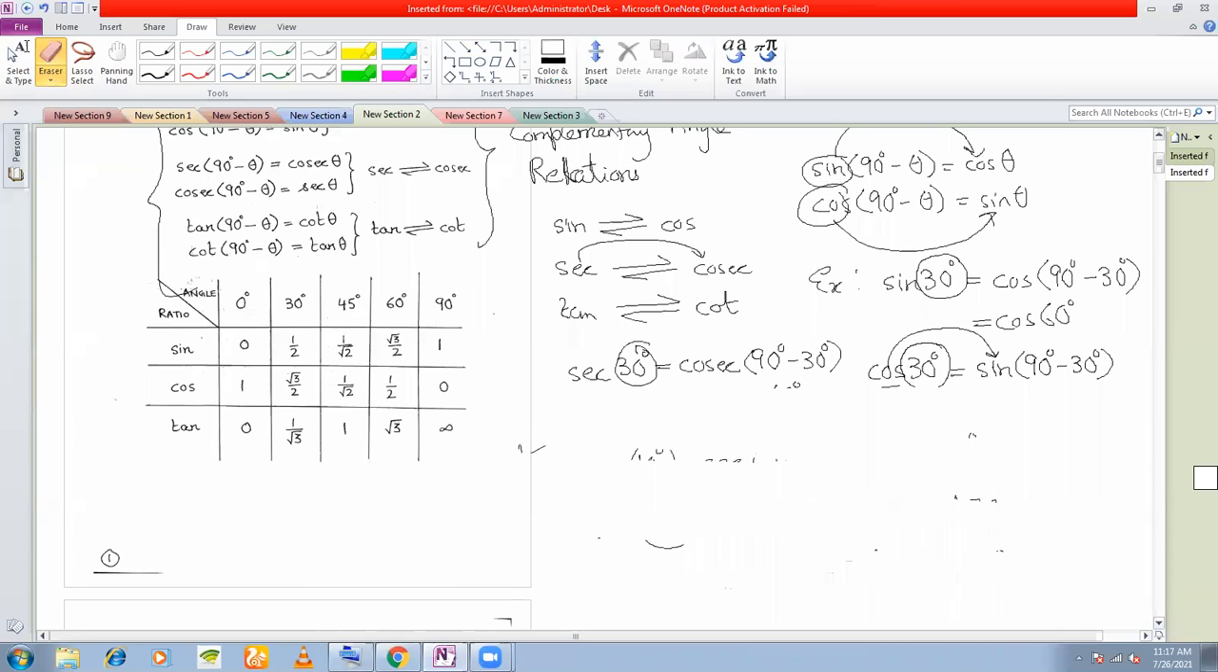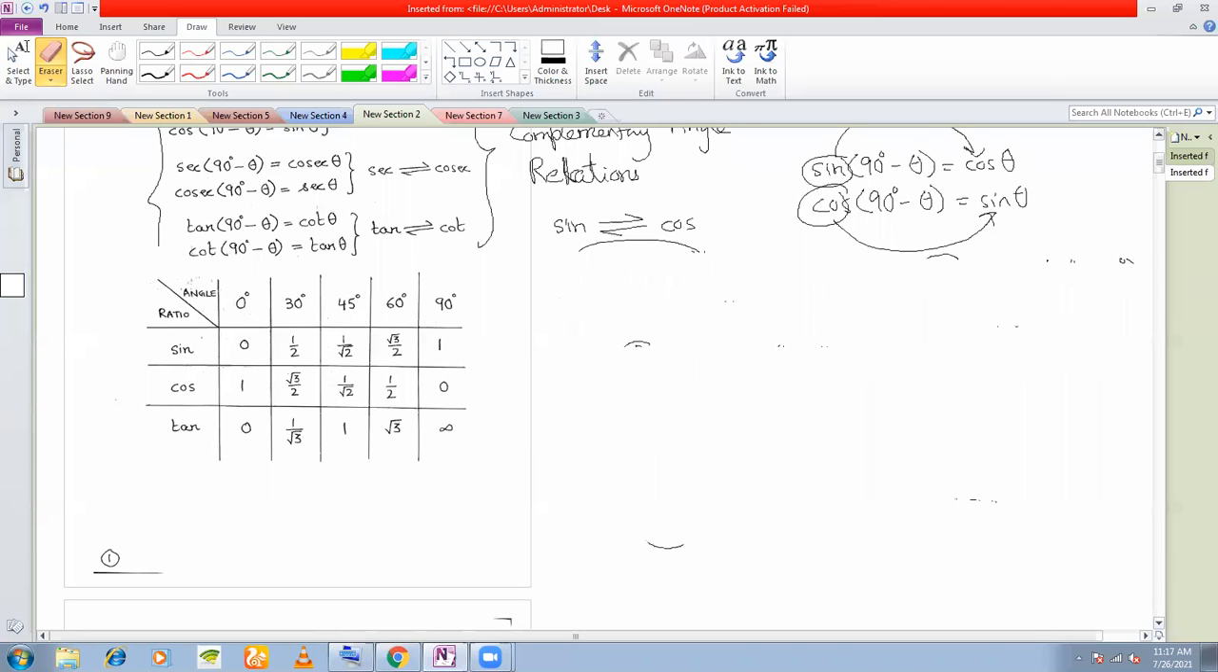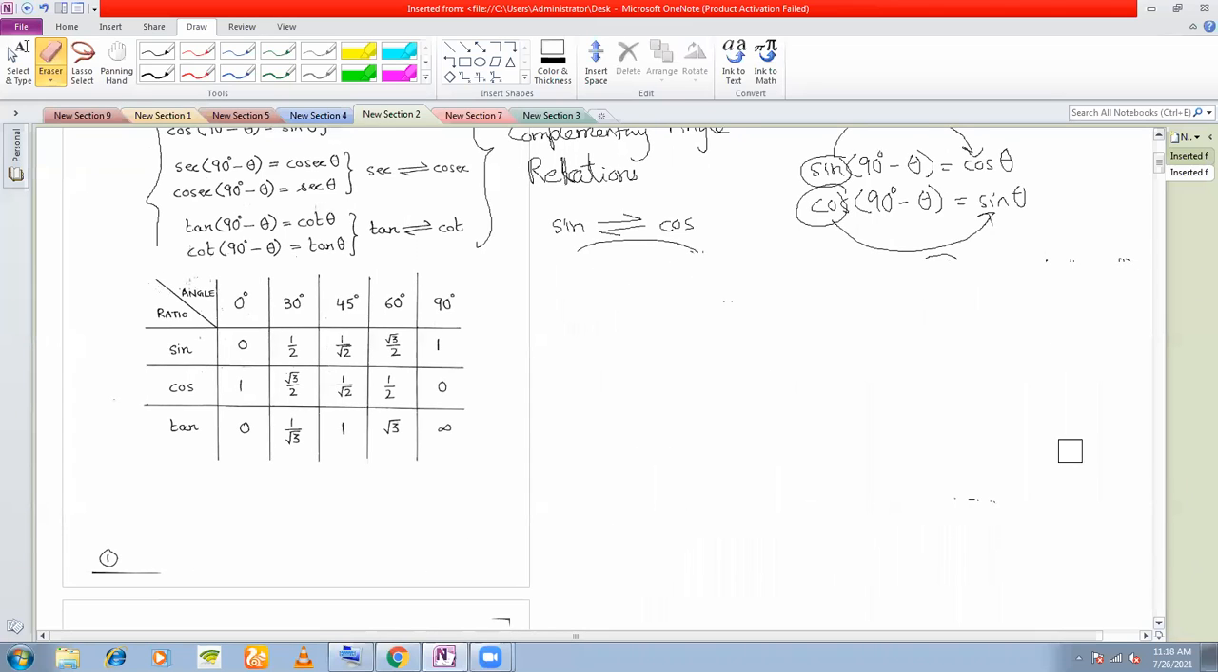Now let us come to the table. How to learn up the tables? I told you very briefly that day. So let's see how do you learn up the tables? See, first of all, sine 0 and cos 90 are the same. Why? Because sine 0 is equal to cos 90 minus 0, isn't it? Which is equal to cos 90 degree.